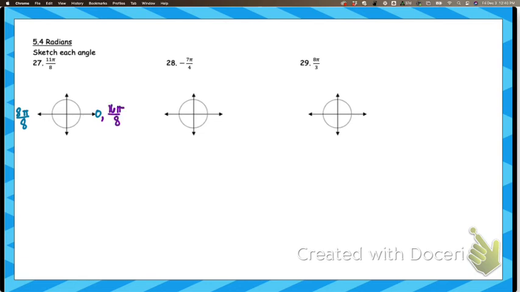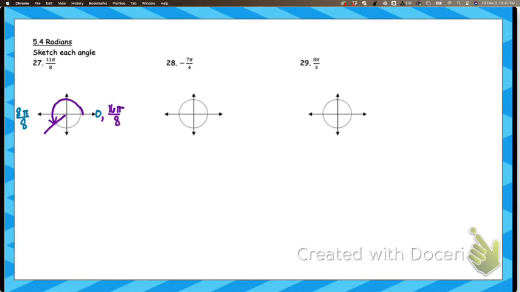All right, so if I start at 0, I'm going to go to 11 pi over 8. 11 pi over 8 is more than 8. It's closer to 8 than it is to 16. 16 would be 5 away, 8 is only 3 away. So 11 pi over 8 is going to fall in quadrant 3.